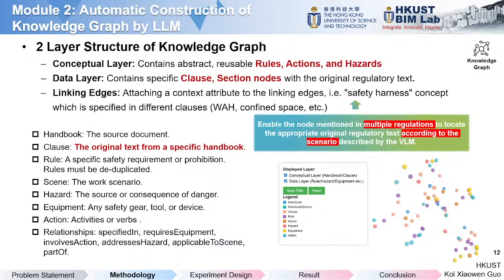And here is our structure of the knowledge graph design. We will first have the conceptual layer and the data layer. The conceptual layer is where we conduct the retrieval. We will first have the rule nodes, which contain the deduplicated rules from different handbooks and different sections. And we'll have actions and hazards, those kinds of things that we use to do the retrieval. And then we will have the data layer, which contains the original regulation texts, including the clause node, the section node, and also the handbook node. And here is the detailed design of our knowledge graph structure and what kind of relationships we have.